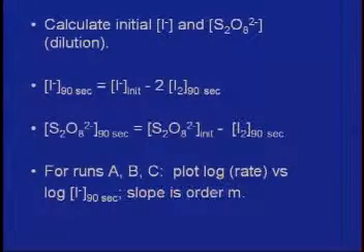Calculate your initial iodide and peroxydisulfate concentrations, again by dilution. We need to determine the concentrations of these at 90 seconds, and so we'll do that using the relationships shown here. Now, we have to recognize that for every iodine that we make, we use 2 iodides and we use 1 peroxydisulfate. Now, once we have our concentrations, for runs A, B, C, we'll plot log rate versus log iodide.